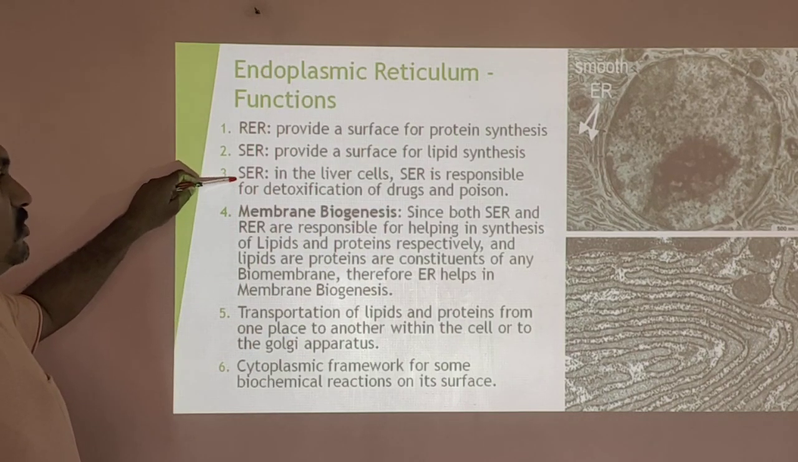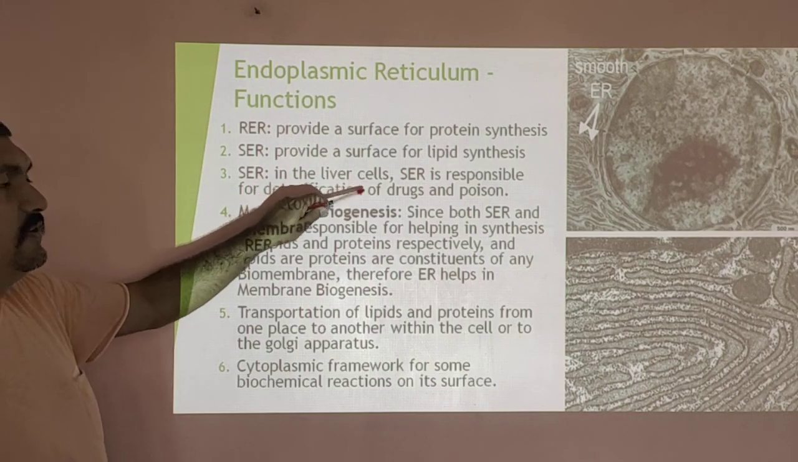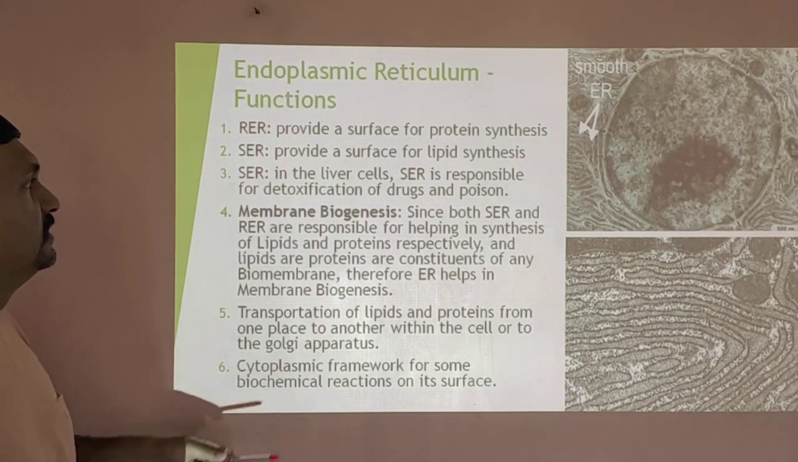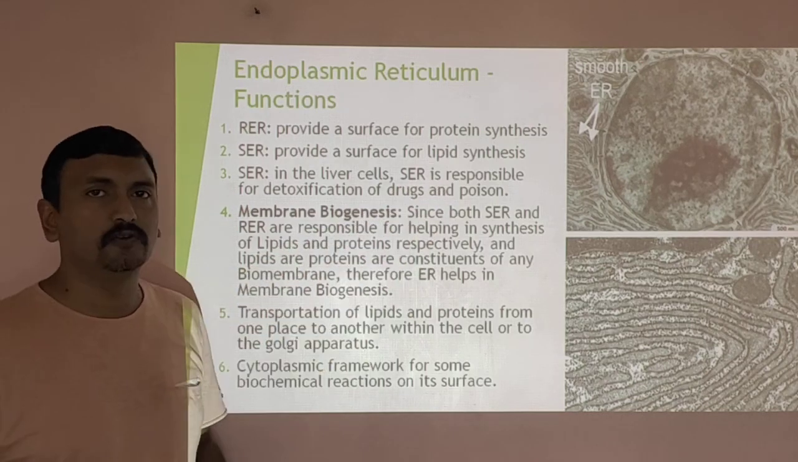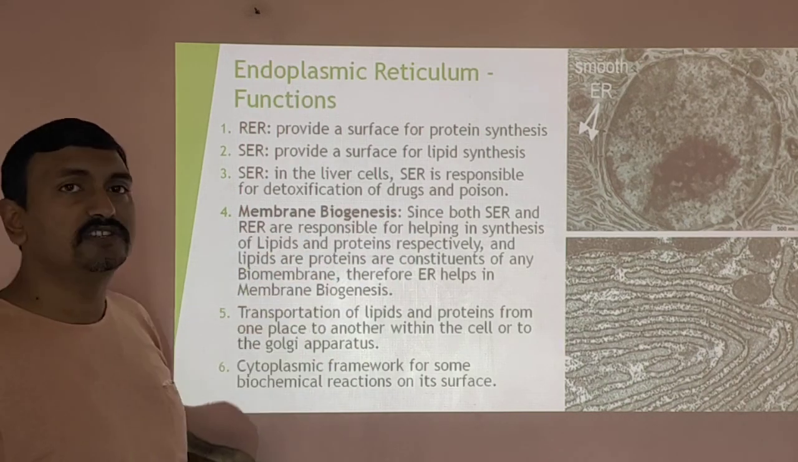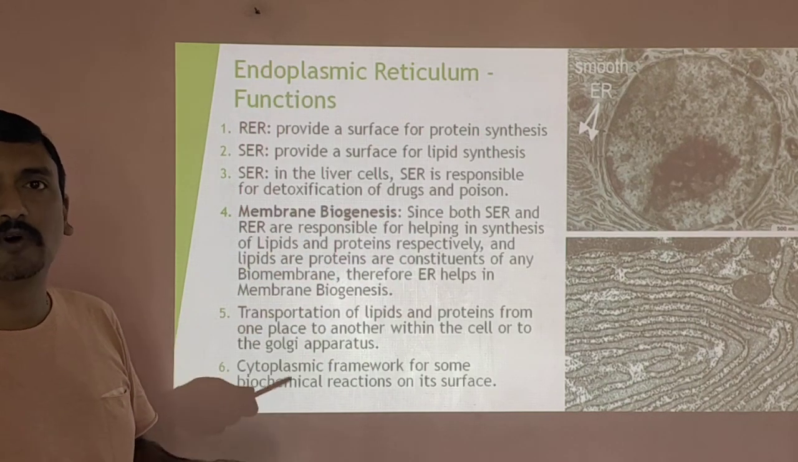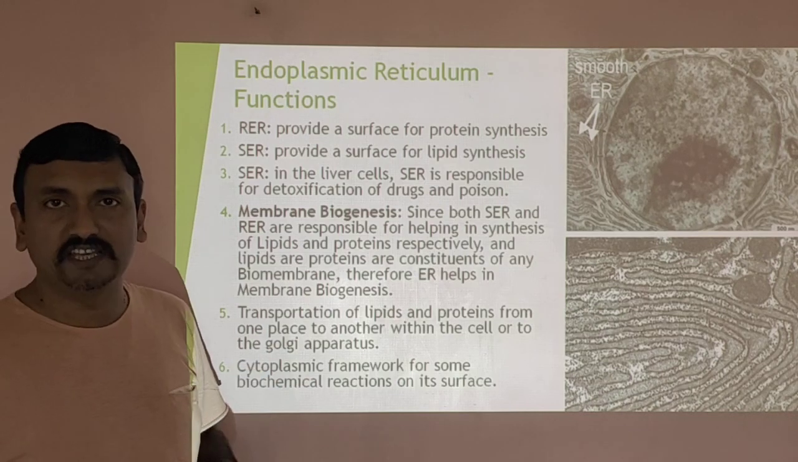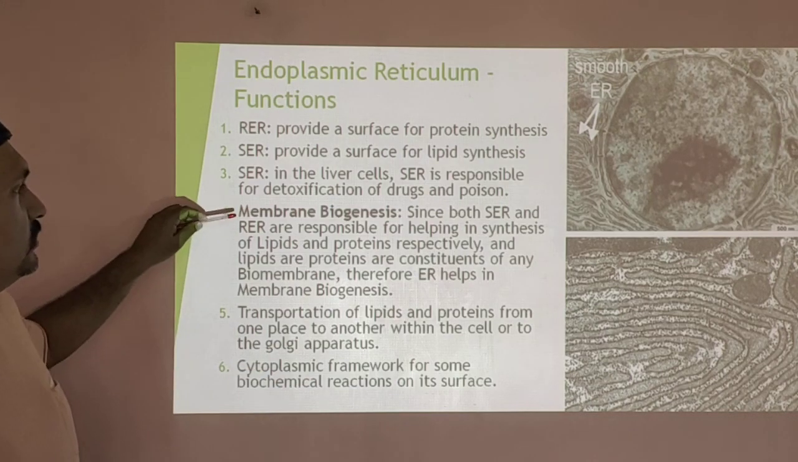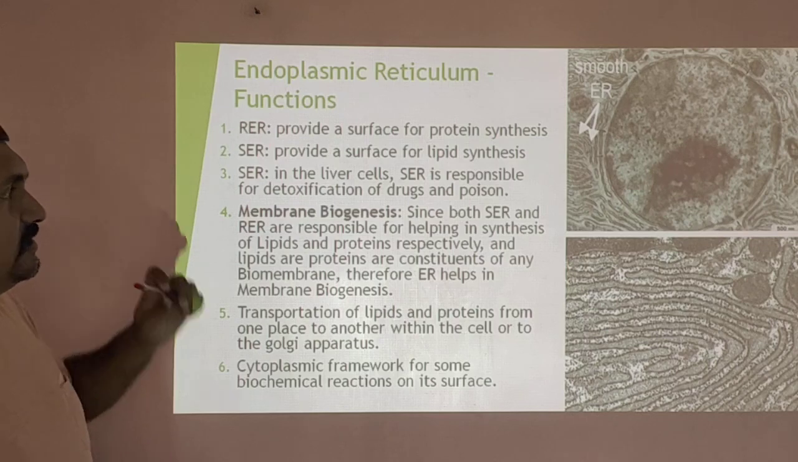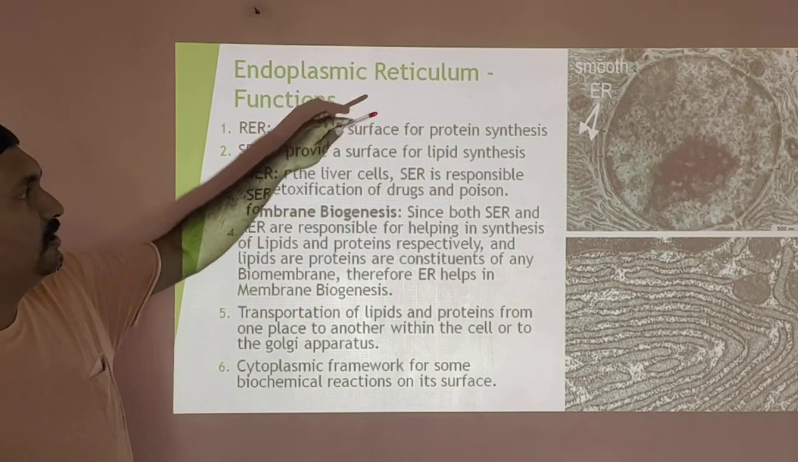Smooth endoplasmic reticulum has another function in liver cells, specifically in mammals. The smooth endoplasmic reticulum is responsible for detoxification of drugs and poison. They remove their toxic effect. So, understand, this is very, very important.